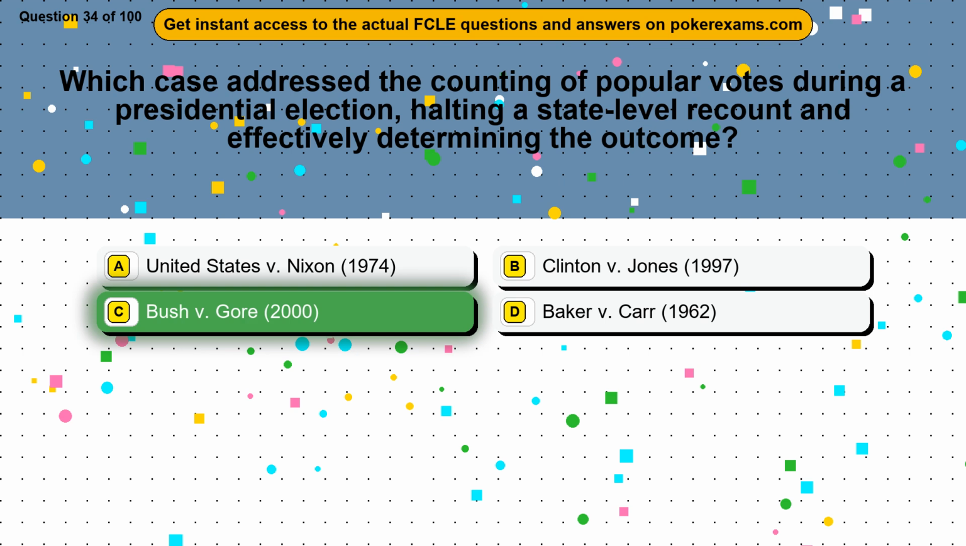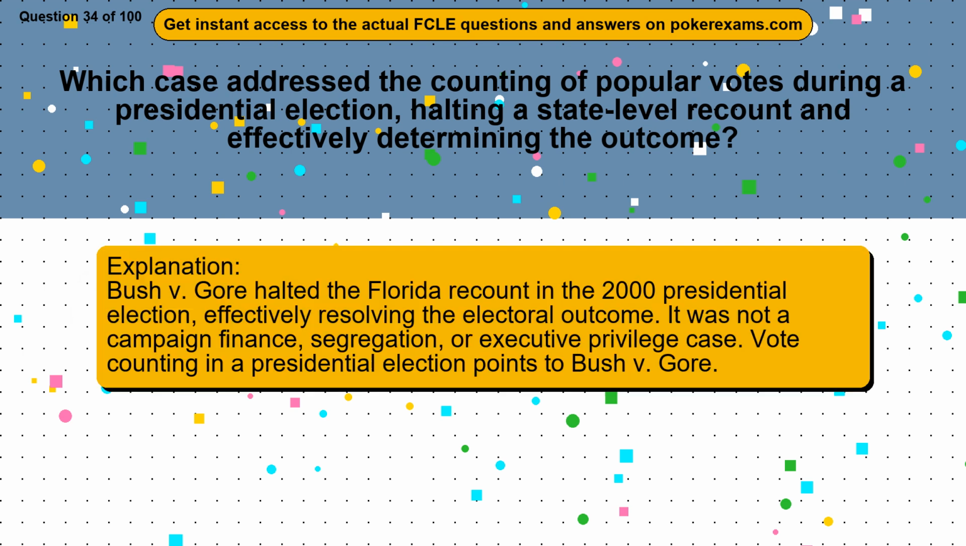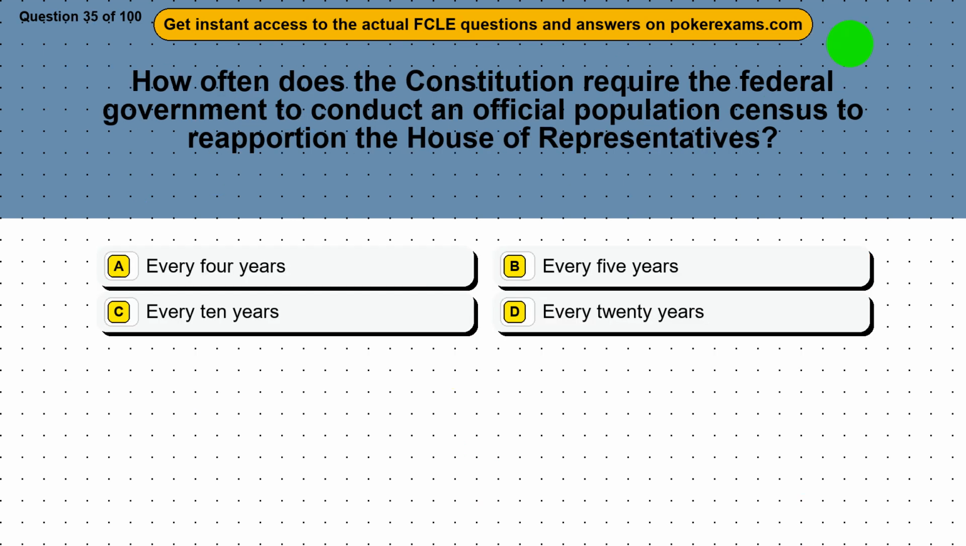Bush v. Gore, 2000. Bush v. Gore halted the Florida recount in the 2000 presidential election, effectively resolving the electoral outcome. It was not a campaign finance, segregation, or executive privilege case. Vote counting in a presidential election points to Bush v. Gore.